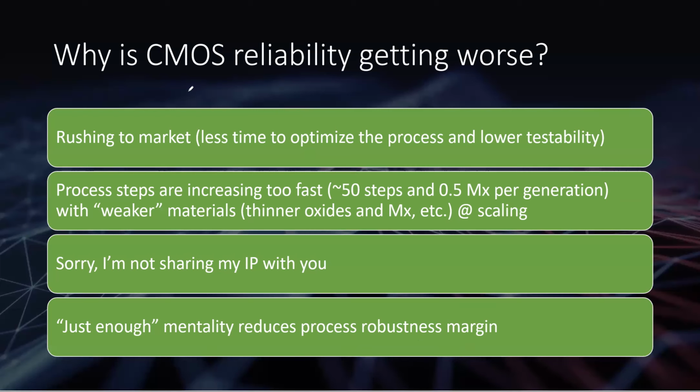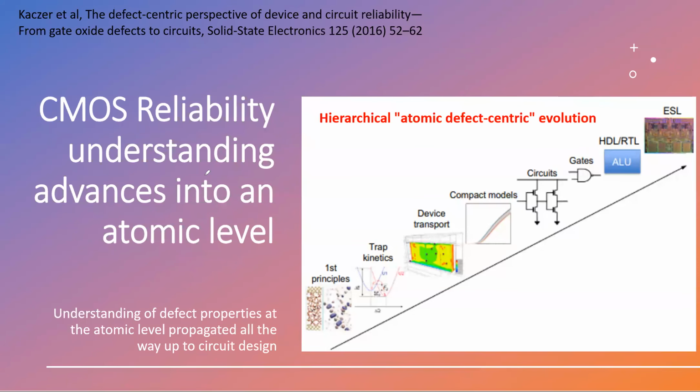The whole system is less reliable. That's why the whole world of reliability in terms of CMOS is getting worse from my perspective. But does that mean that we don't understand what's going on? Well, that's not true either. CMOS reliability understanding has advanced to an atomic level.